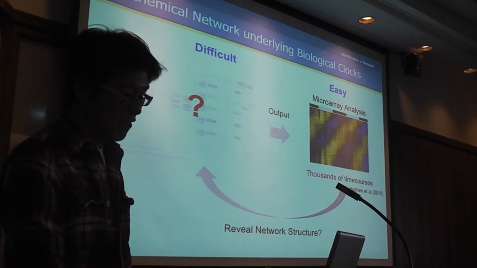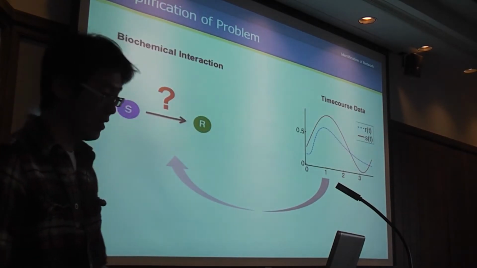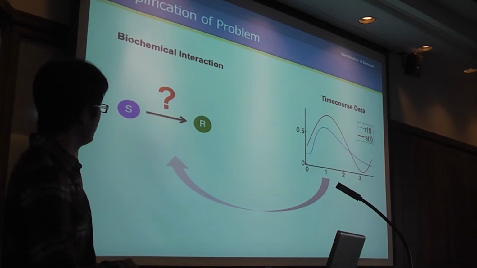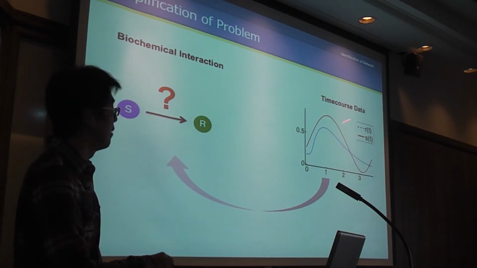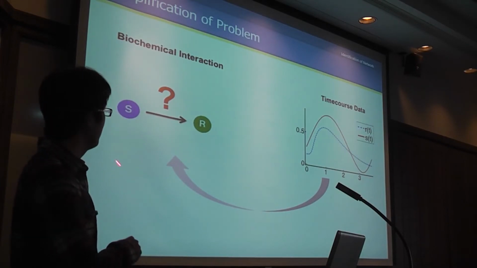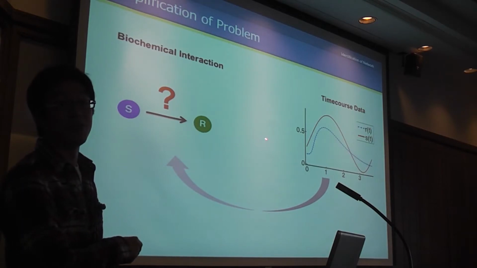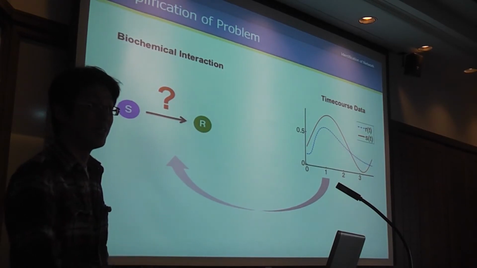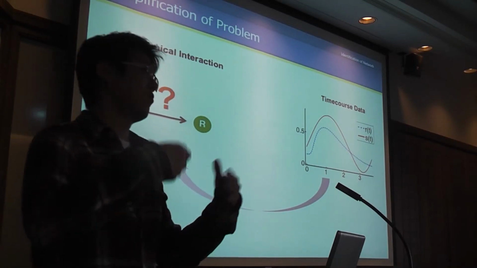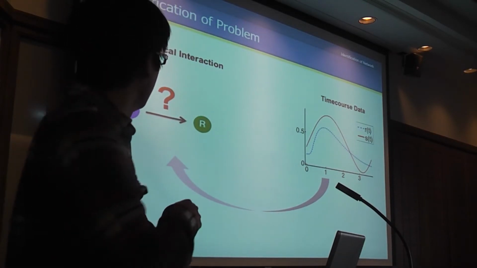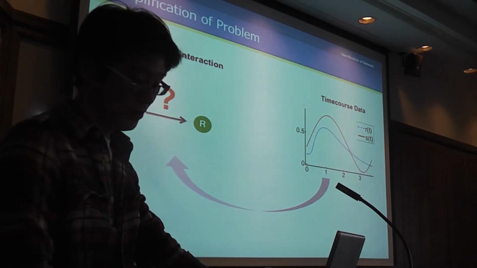So we can simplify this question like here. Let's say we have two components. We can measure the time course of these two components. From these two time course data, can we say something about their relationship? Do they interact with each other or not? This is the question. From their time course, can we identify the biochemical interaction between two species?